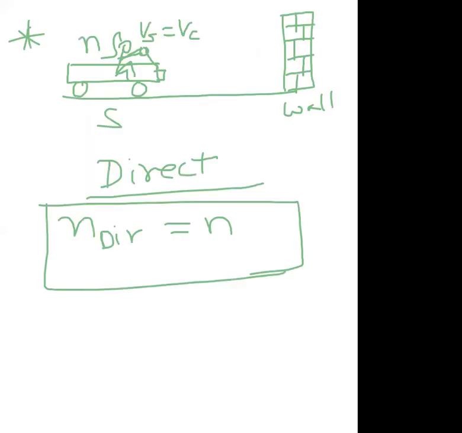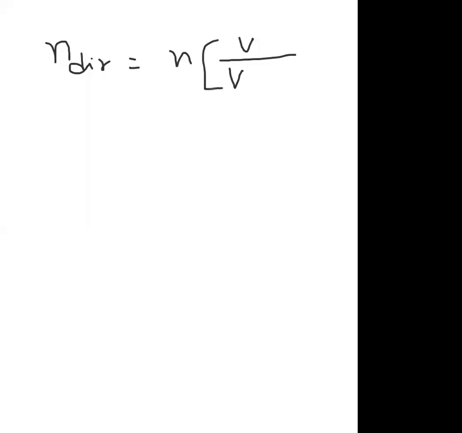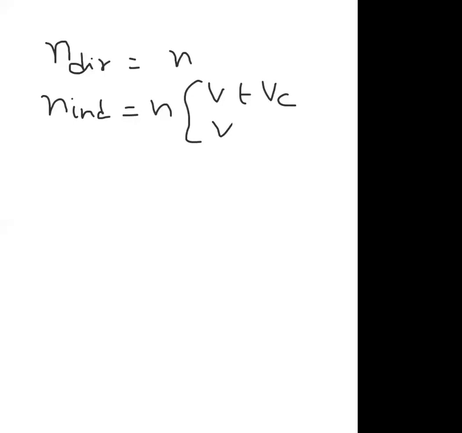Let us observe now from this information what I concluded. Let us check the conclusions we made once. First the direct sound: n direct is n only. Then n indirect we got as n into v plus vc by v minus vc. So the final conclusions are: n direct is n, and n indirect is n into v plus vc by v minus vc.